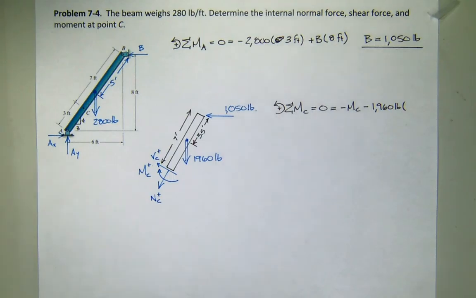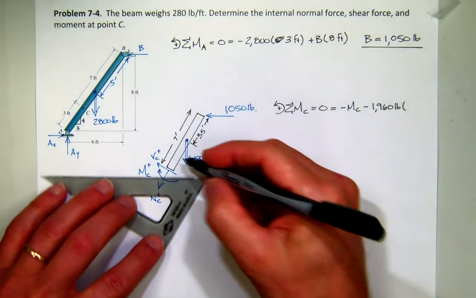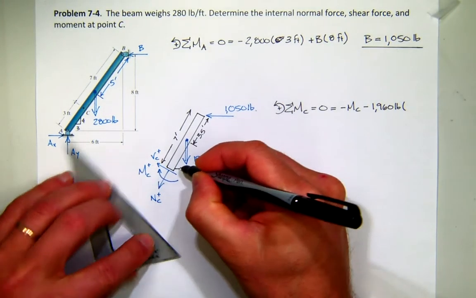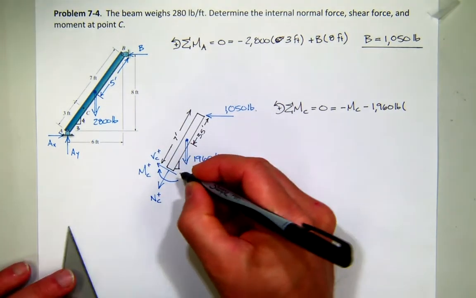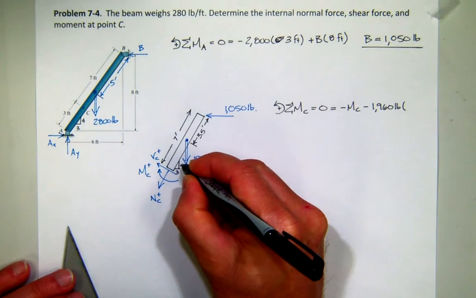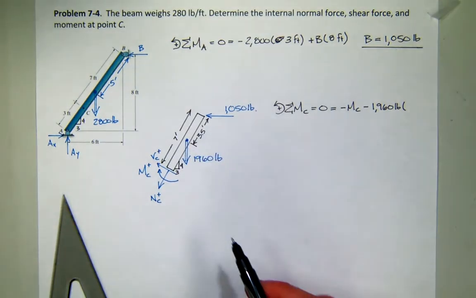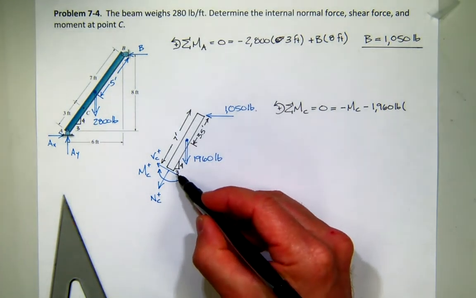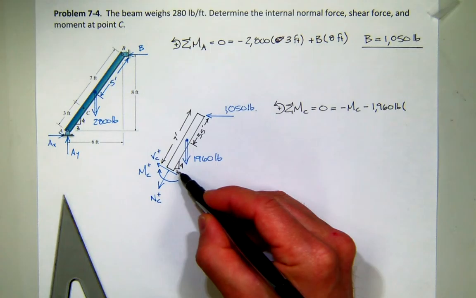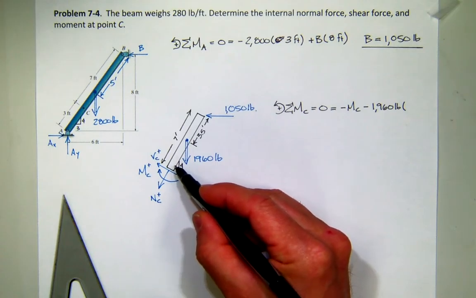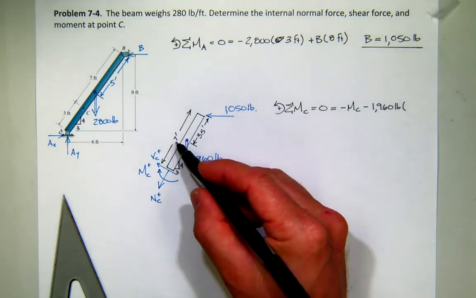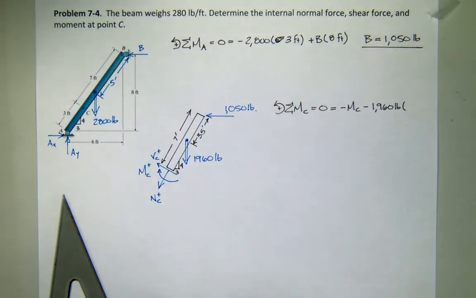That's kind of tricky. Don't forget that the slope here is 3 to 4, right? So I should have the horizontal distance should be 3/5 of 7, right? Is that right?